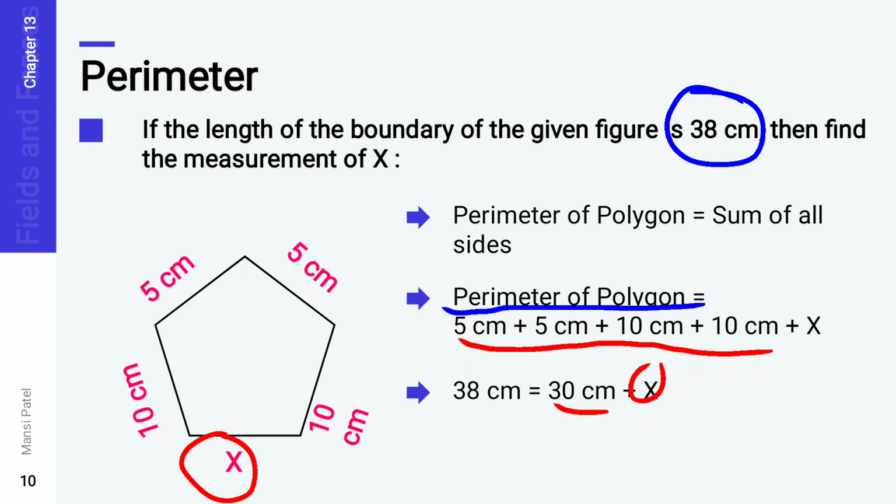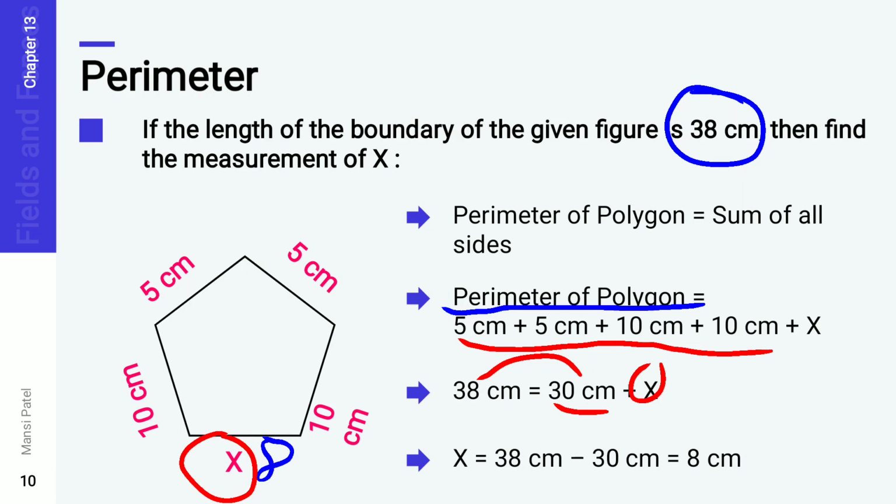So what do we want to do? Do the subtraction of the two numbers which were given. So we can say that x is equal to 38 centimeter minus 30 centimeter. So what is the measurement of this x? We can say that the measurement of this x is 8 centimeter.